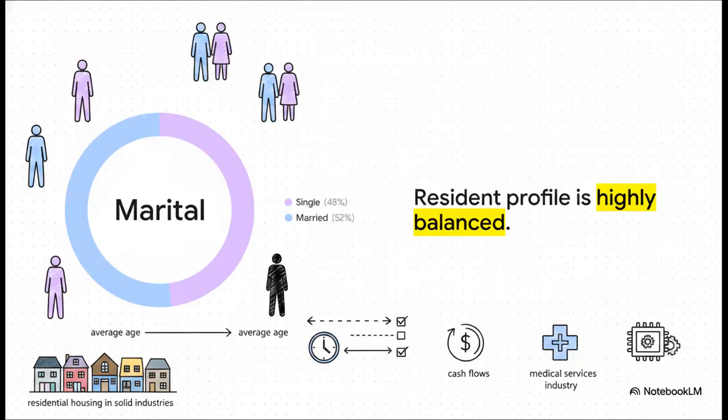To really get a feel for the stability of IRT's free cash flows, we have to look at who's actually cutting the rent checks. The resident profile is surprisingly balanced. 48% single, 52% married, with an average age of 37. This isn't unpredictable student housing, and it definitely isn't flighty ultra-luxury. It's a highly mature, working demographic spread across really resilient industries like medical services and tech.